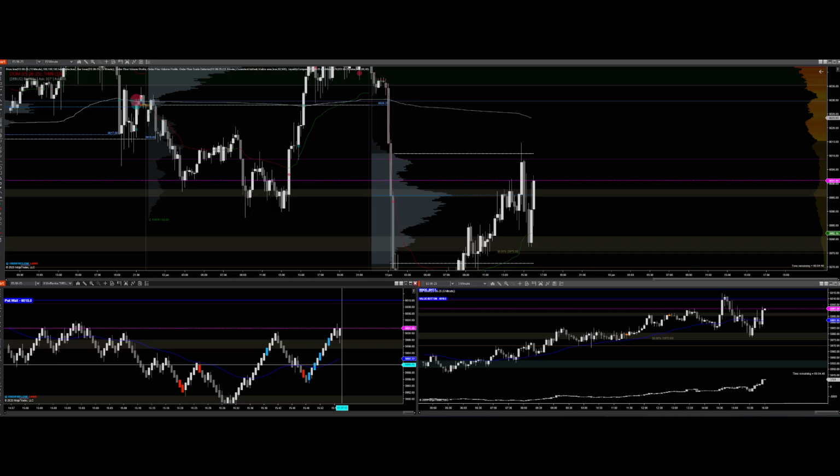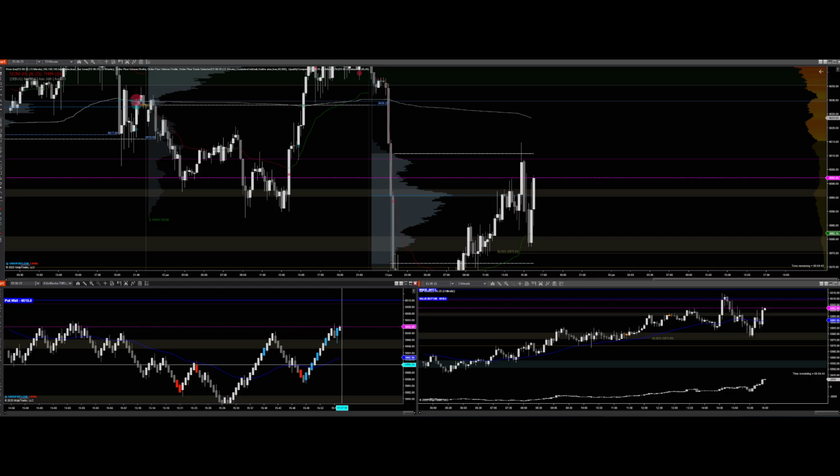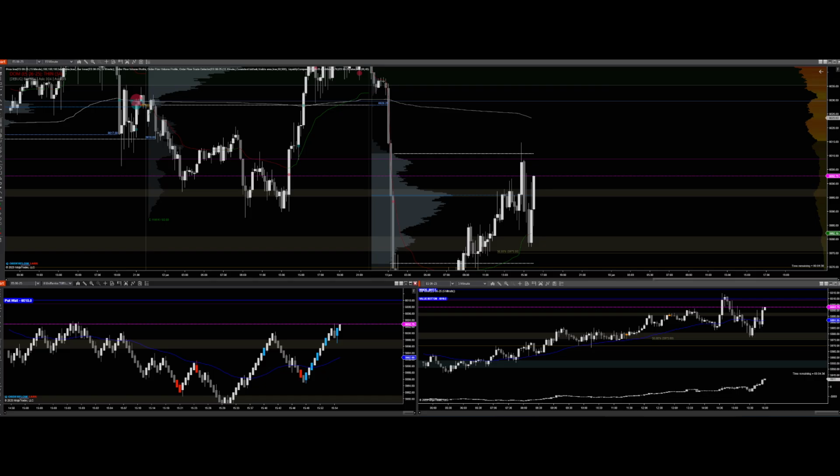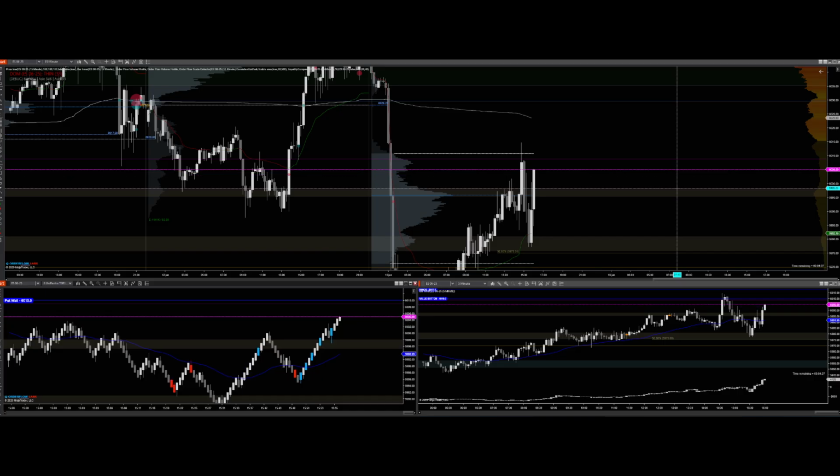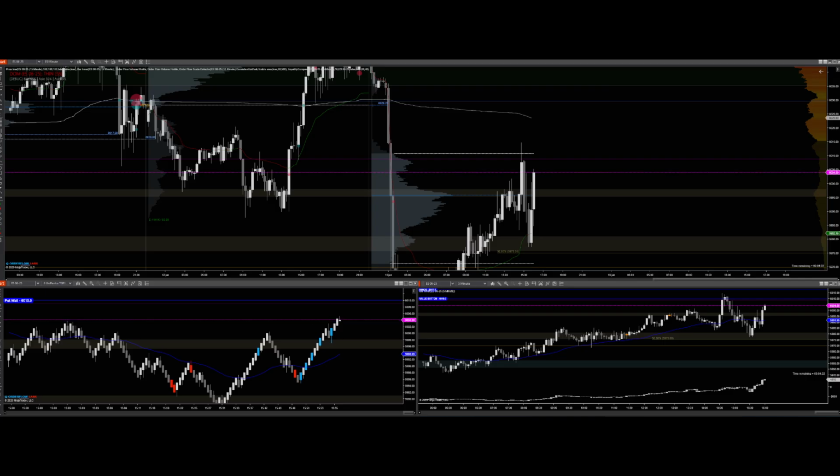I had my first target at 6,000, but I saw some buyers coming in, so I pushed my target to 6,010 and pushed my stop right at the top of this zone, which just retested, unfortunately. But I do believe we can get to 6,010 from here. Not gonna take it again. Right now we're back into the buy zone. Opening range mid, as we say.